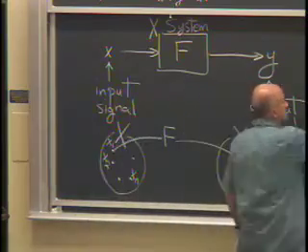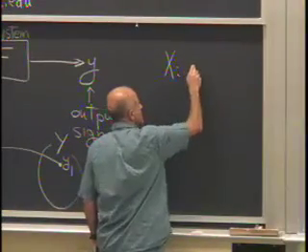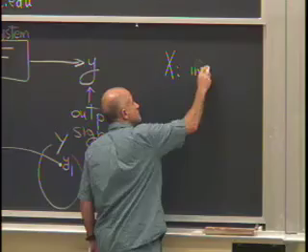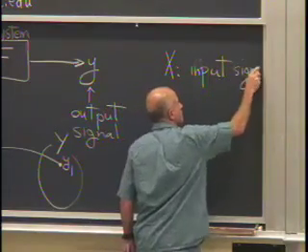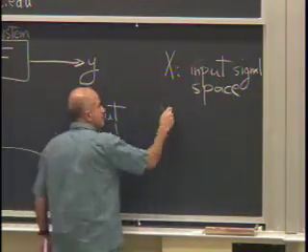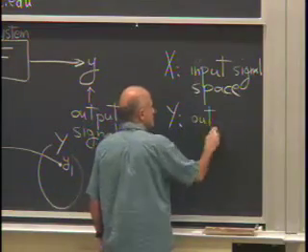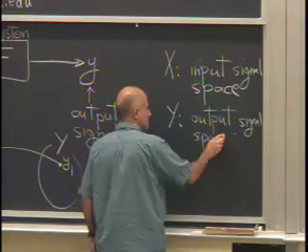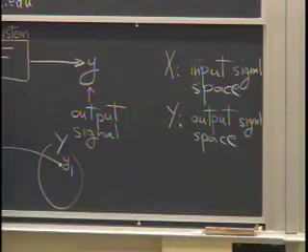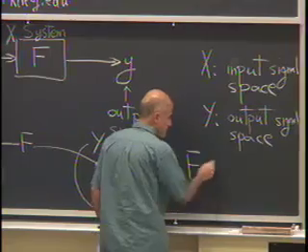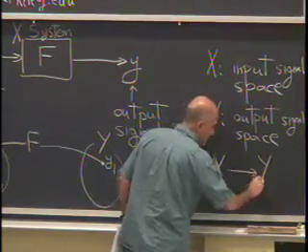So let's write some definitions here. X capital is the space of input signals, or input signal space, or input signal set. And Y is the output signal space. And so your system now becomes a function that maps cap X to cap Y.